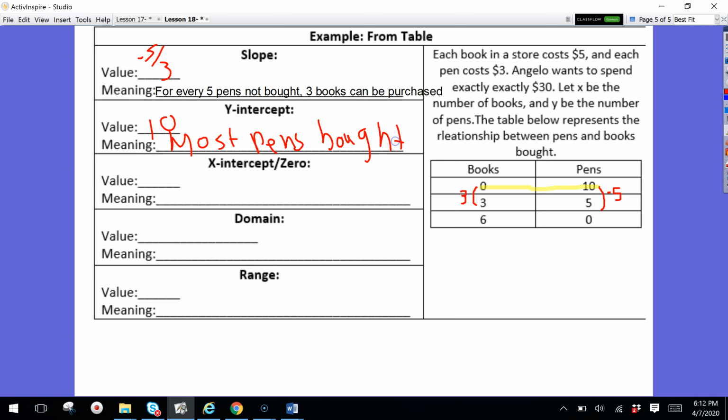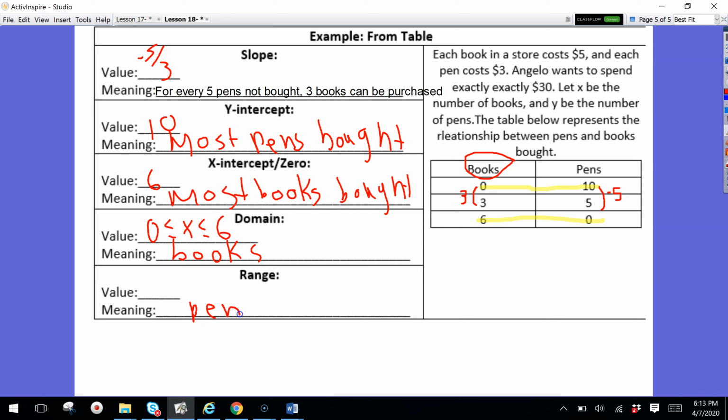Our x-intercept is down here. It's the value of x when y is 0. So again, it's the most books you can buy. Our domain is the value of x. So our domain here is books. And well, you can buy any books from 0 to 6. And for a range, it's the pens, and you can buy pens from 0 to 10.